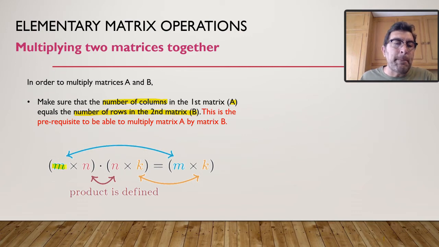So let's have a look. There's an m, which doesn't matter yet, but it's an m by n matrix. So this has got to be an n by whatever. As long as those two are the same, then the matrices can be multiplied with one another. So this will be an m by k matrix after you've multiplied the two together. This tells you whether the product is defined.